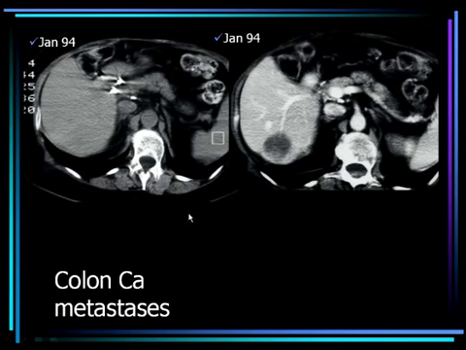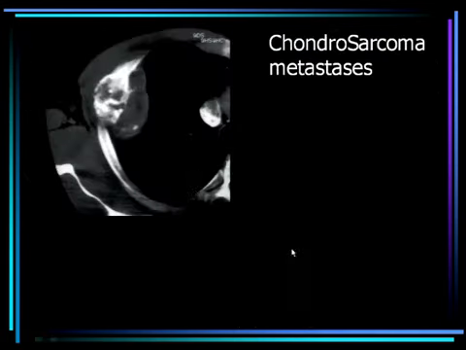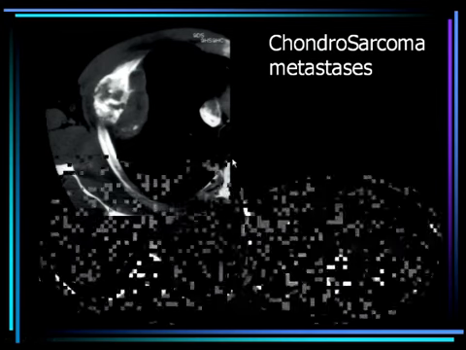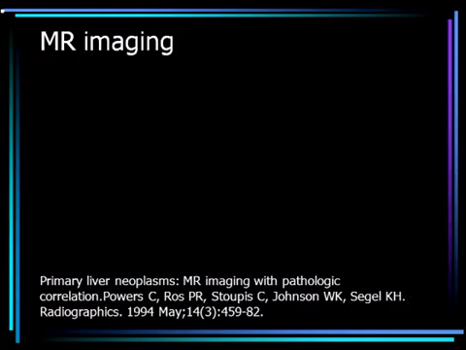And like in this case with colon carcinoma metastasis, you will see in the follow-up CT these tiny calcifications in this man with metastasis from colon carcinoma. And in this case, where we have chondrosarcoma of the ribs, you see those calcifications in the liver that represent metastatic disease. So CT demonstrates calcifications, MRI is not able to demonstrate calcifications, and CT is the method of choice for oncologic imaging.